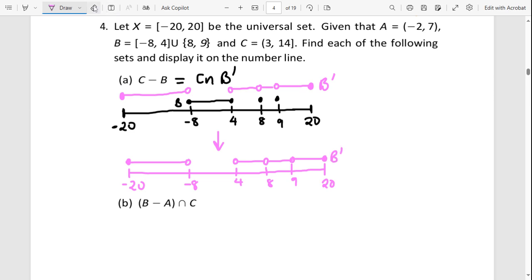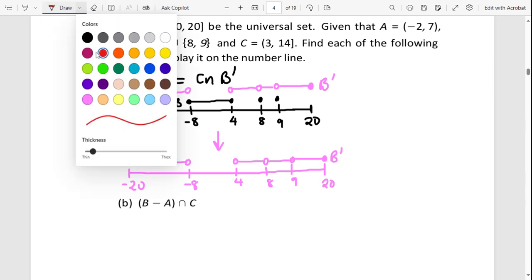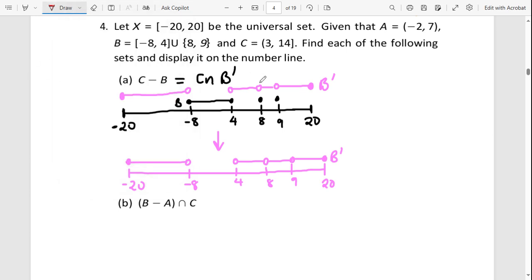We want to intersect it with the set C. The set C is 3 to 14. So 3 is going to be somewhere here. 14 will be somewhere here. We are not including 3, but we are including 14. So can you see that the intersection will be from here up to here, up to here, and then up to here? Okay? So we are going to be having this region.